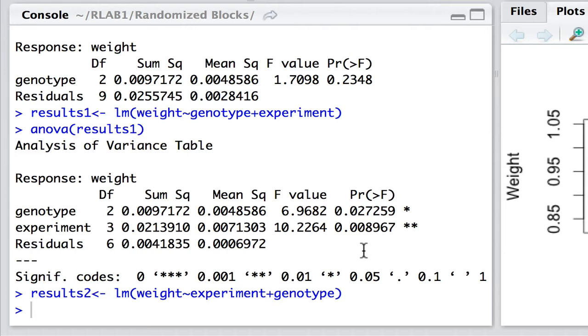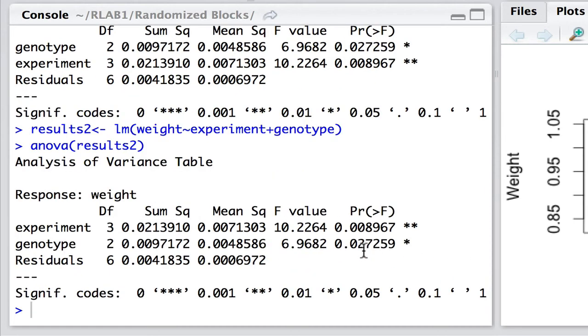Well, in this case we've got a completely orthogonal design in that we've got the same number of replicates, i.e. 1, of each genotype for each experiment. And so our predictor variables are in no way collinear with one another. You cannot guess the experiment from knowing the genotype or vice versa. Because of the lack of collinearity, what we will find is the experiment and genotype have exactly the same significance values, because really we do not need to control for the effects of the other, because they are not in any way collinear with one another.